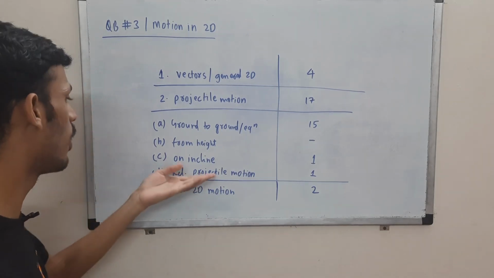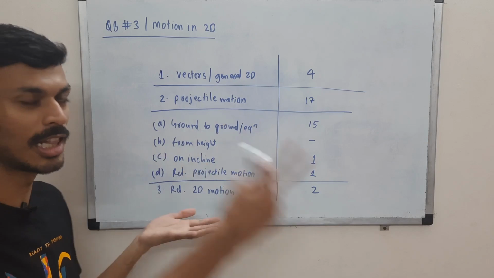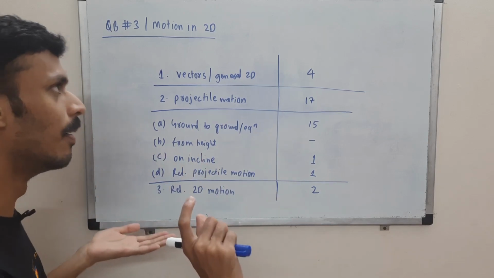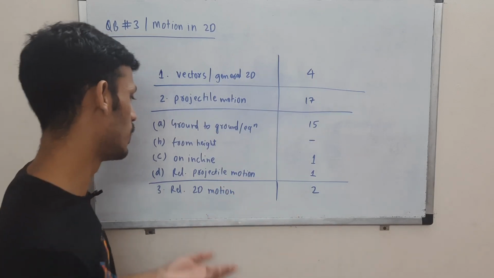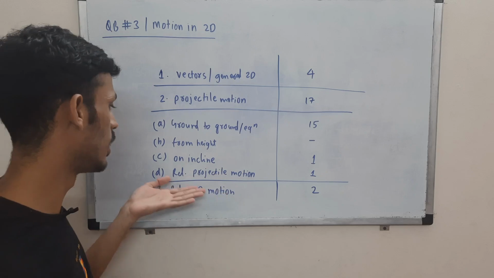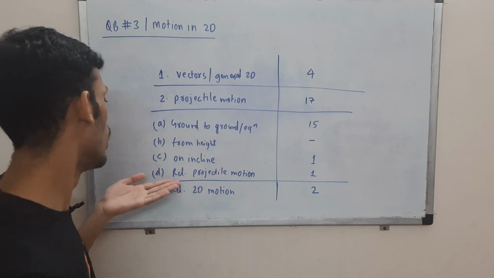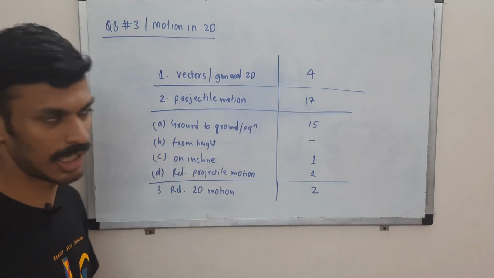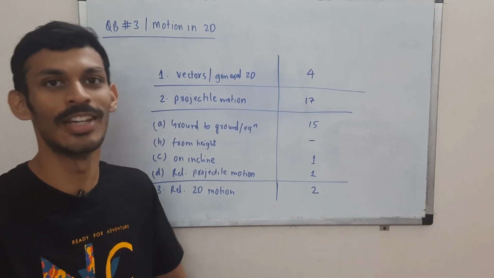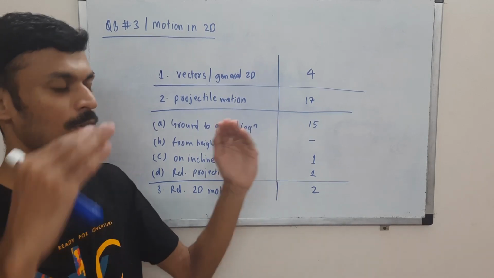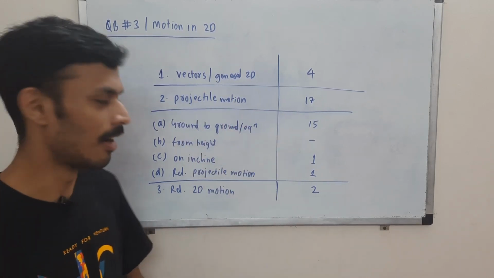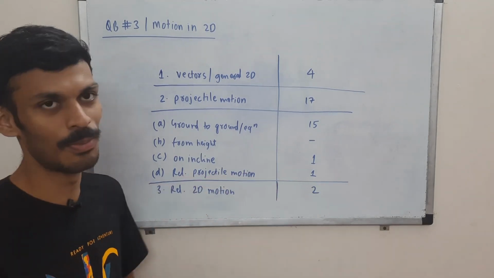Then you have one question from projectile on an inclined plane, so a slight modification to your height and time period formula, right? Then we have finally relative projectile motion, which actually makes it very simple, right? You don't have to consider gravity if you are considering one projectile motion relative to the other, right? So one question from there as well.